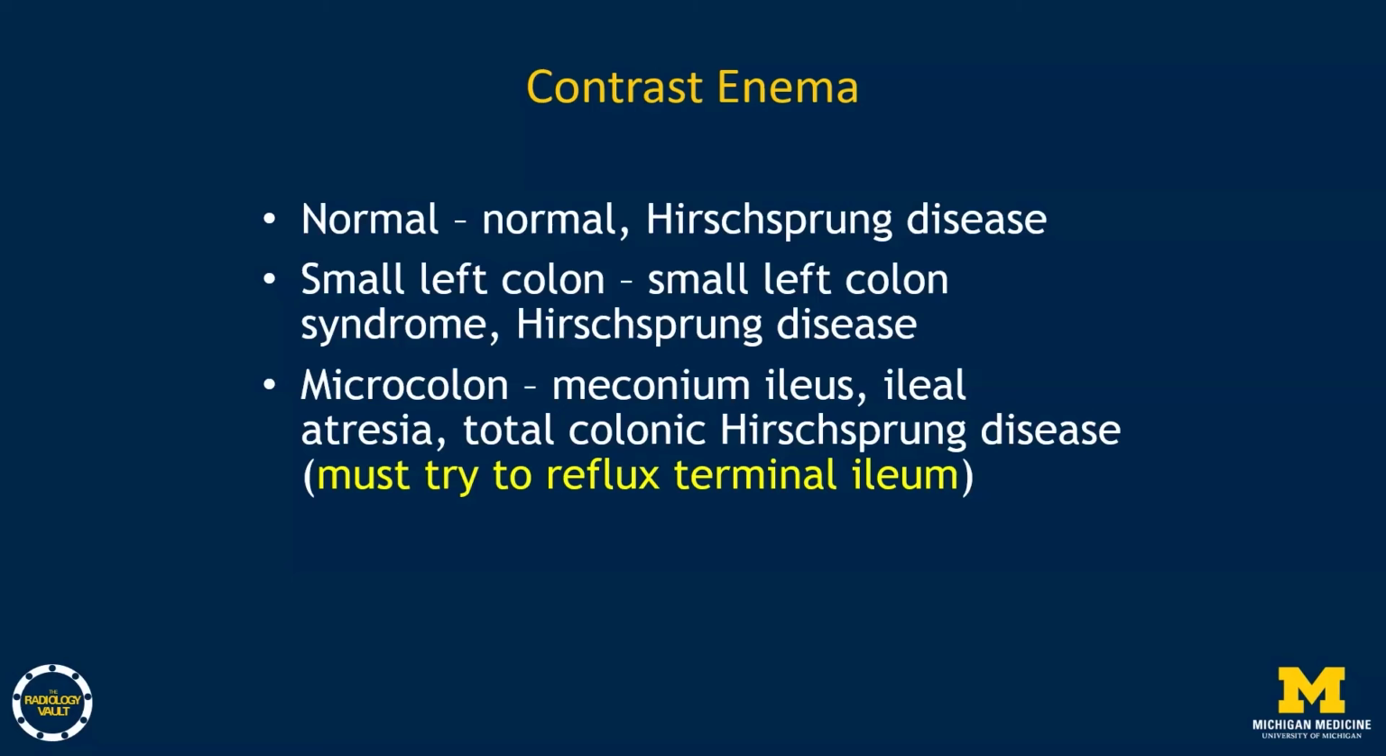If you see a small left colon, it is going to likely be the small left colon syndrome, although there is a differential for the possibility of Hirschsprung disease. If you find a microcolon, the differential diagnosis includes meconium ileus, ileal atresia, and the rarer total colonic Hirschsprung disease. I won't speak about that entity today, but concentrate mostly on meconium ileus and ileal atresia. If you find that microcolon, since we have a differential, you must try and reflux the terminal ileum, as you will see in the next few slides, to try and diagnose either the meconium ileus or the ileal atresia.